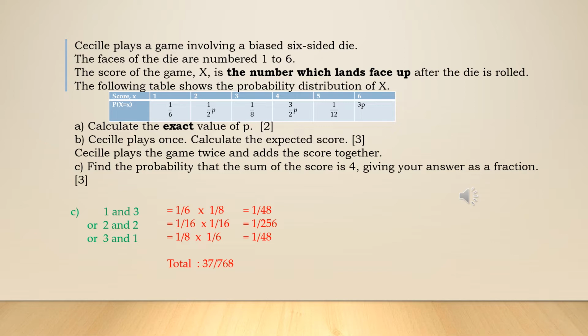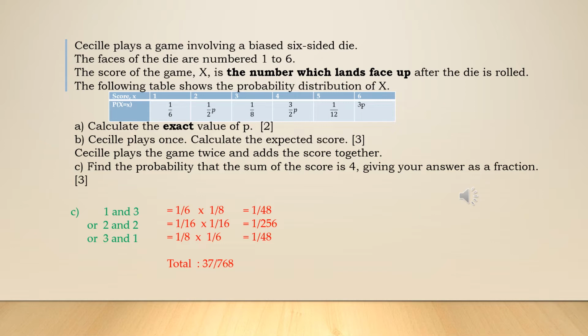If on the first game the die lands on 1, on the second it could be 3, because the sum of 1 and 3 is 4. Another possibility is the first landing on 2 and the second on 2. Again, the sum of the scores is 4. Or the first landing is on 3 and the second is 1. So these three are the possible combinations to get a score of 4: 1 and 3, or 2 and 2, or 3 and 1.